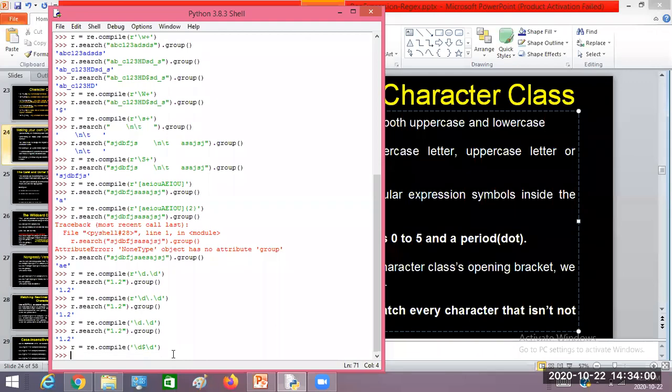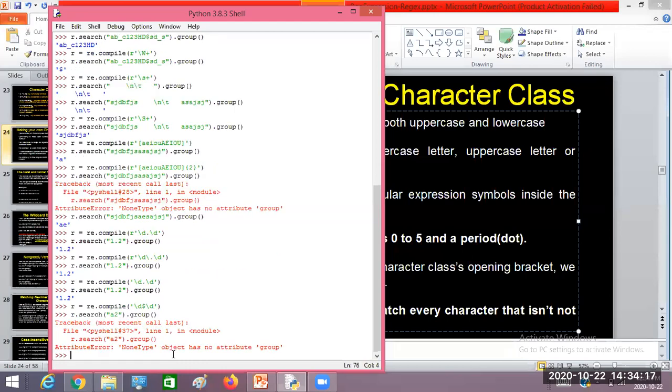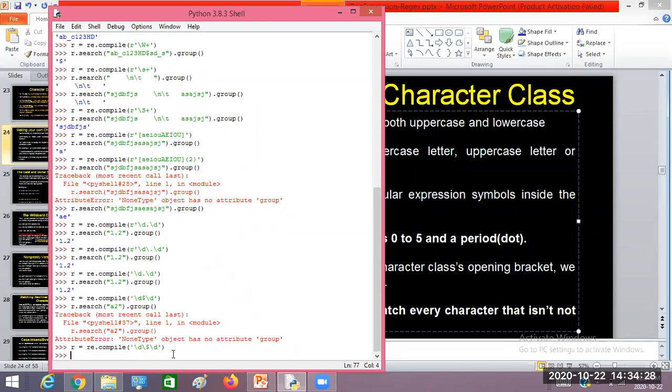Now let us understand this one. Suppose I put here 1 and then a dollar. If I put this, look, it's showing an error message. I want to match the dollar symbol itself, so what I'll do is escape it with a backslash and then execute.